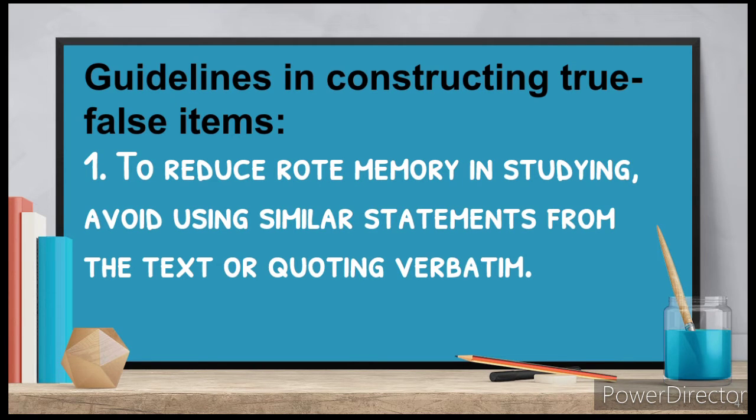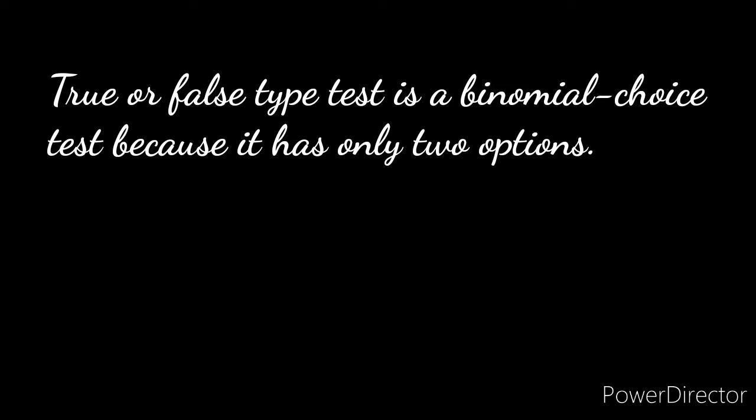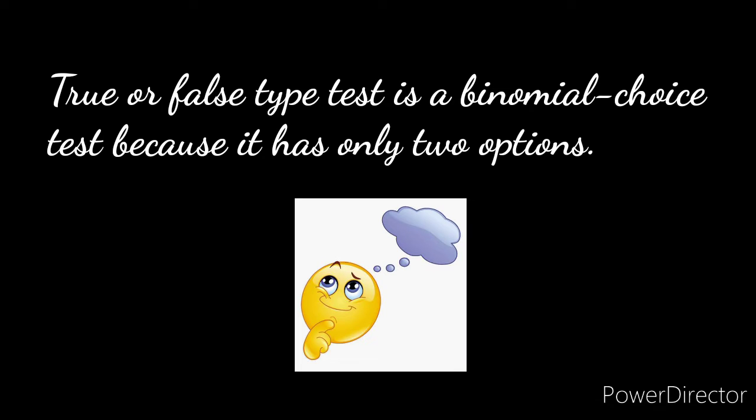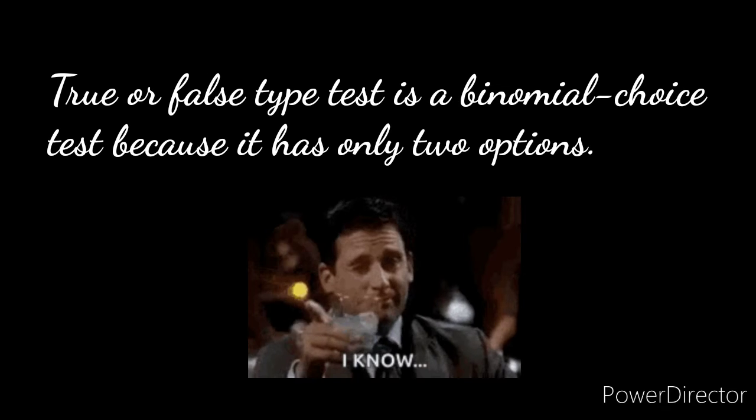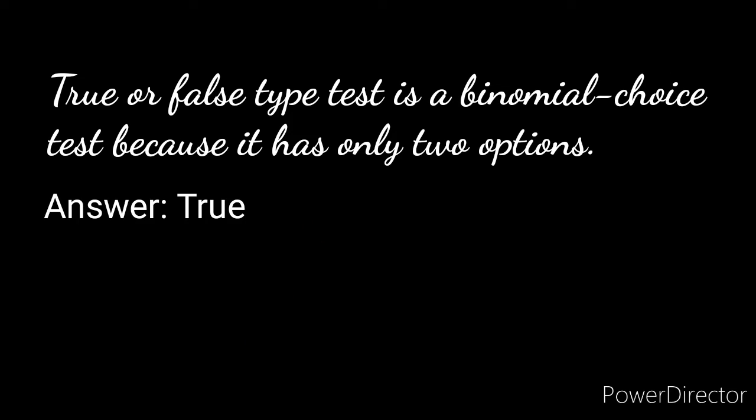Here are some guidelines in constructing true or false items. To reduce rote memory in studying, avoid using similar statements from the text or quoting verbatim. Example: true or false test is a binomial choice test because it has only two options. What do you think is the answer? Well, I think you already know the answer. This kind of sentence already gives students a clue on what the answer could be because it has a similar statement from the book.